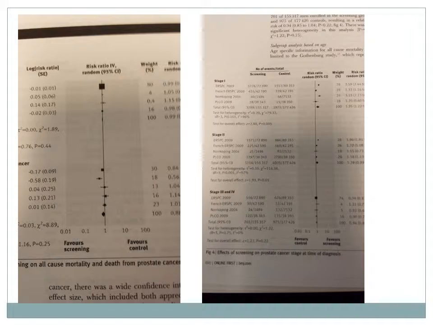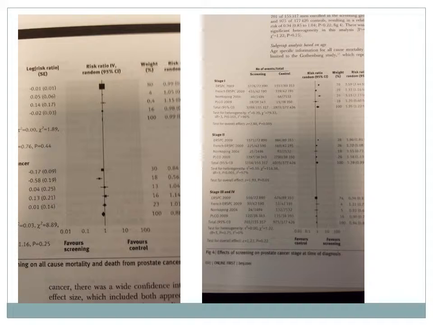You can see that in almost all cases, the horizontal lines cross the vertical line. The diamond at the bottom is very, very subtly in favor of screening, but it touches the 1. So it's not clear that it actually helps. That screening actually reduces all-cause mortality and or death from prostate cancer.